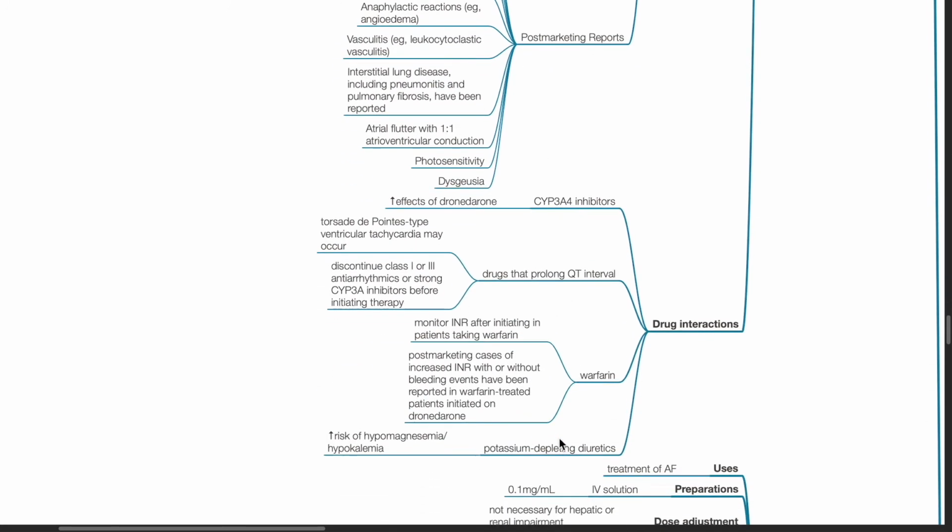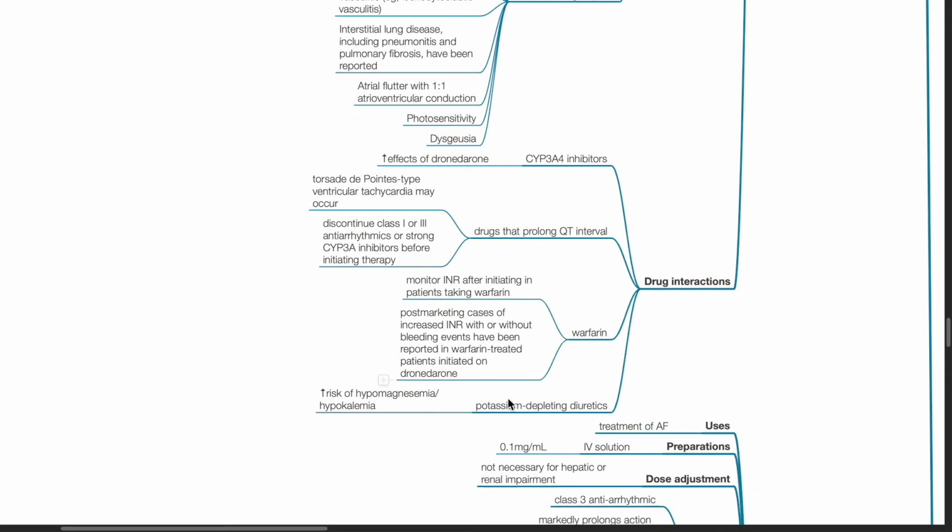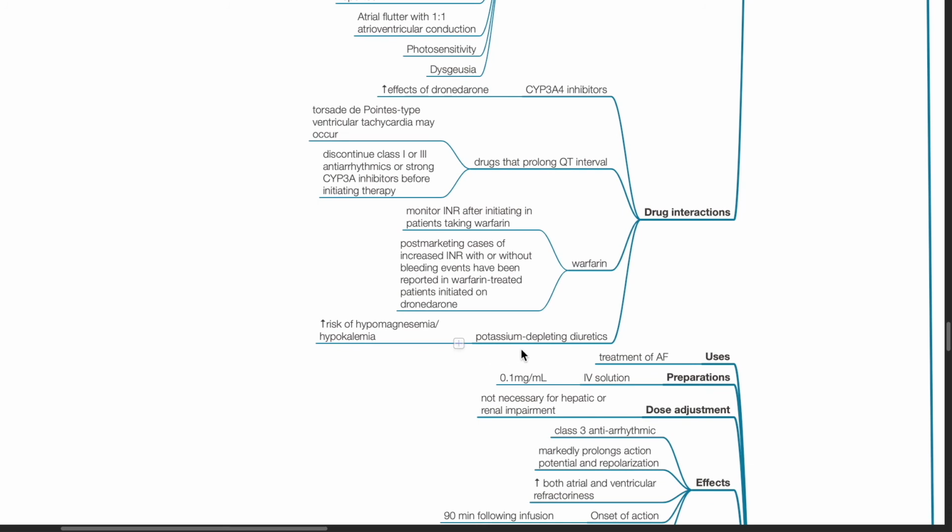Drug interactions: CYP3A4 inhibitors increase the effects of dronedarone. With drugs that prolong the QT interval, there may be increased risk of torsade de pointes. Warfarin: post-marketing cases of increased INR have been reported in warfarin-treated patients initiated on dronedarone. Potassium-depleting diuretics increase the risk of electrolyte imbalances, which potentiates the toxicity of dronedarone.